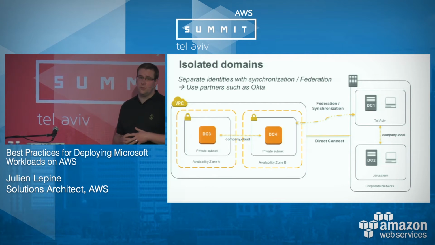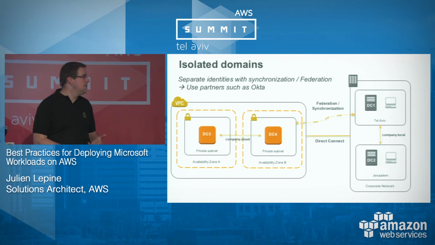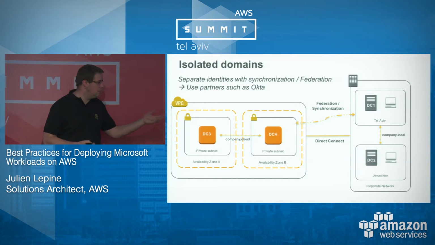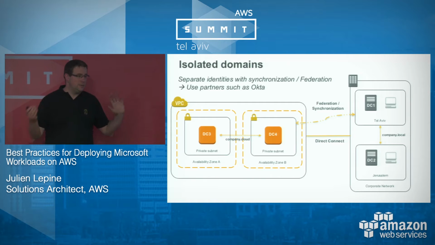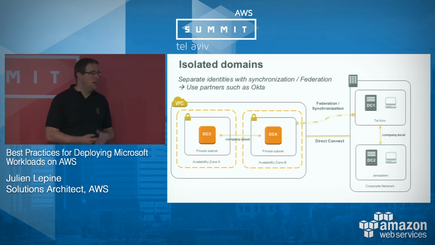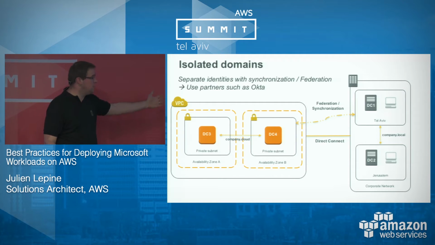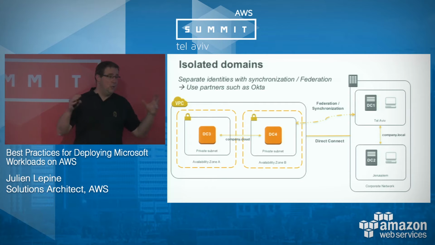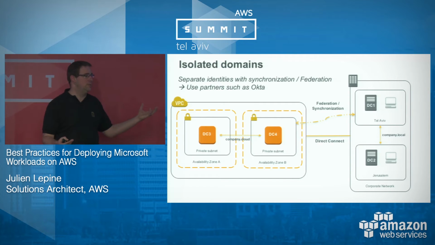The first one is to create isolated domains. On the right, you can see that my company has 2 data centers, one in Tel Aviv, one in Jerusalem, and I have Active Directory that is deployed there. I want to start using the cloud. So I'm going to choose a region, whether it's going to be Ireland, around Dublin, or Frankfurt in Germany, and I'm going to deploy my Active Directory in a multi-AZ fashion.